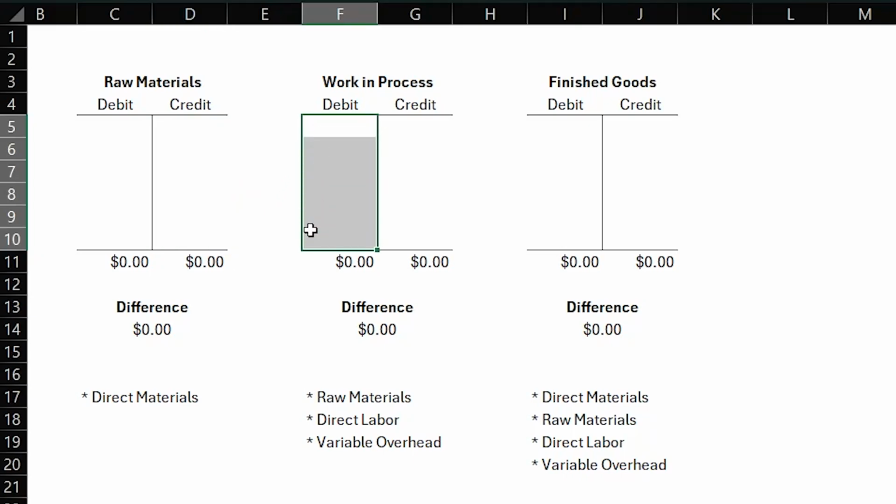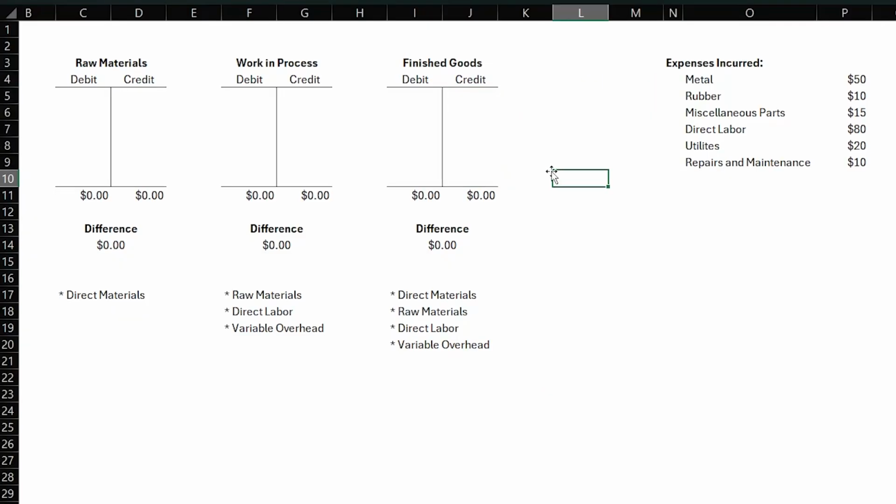As time goes on and we are ready to move these products to finished goods, you guessed it, we credit work in process and debit finished goods. When we finally sell our finished goods, we credit finished goods and the inventory cycle comes to a close. Now let's look at this with an example. Imagine we are building a bike.